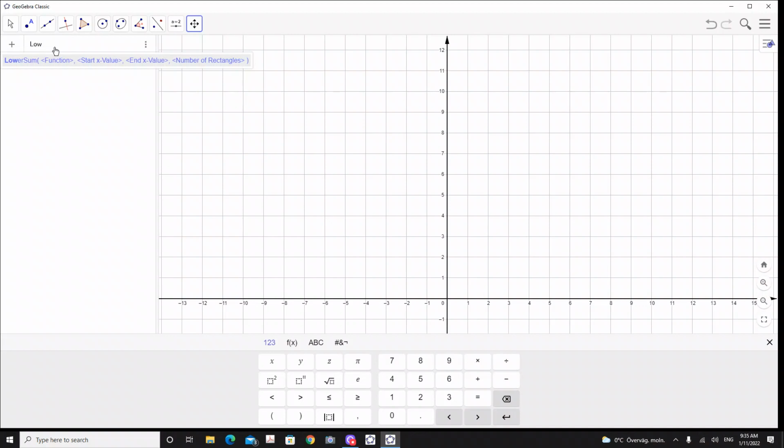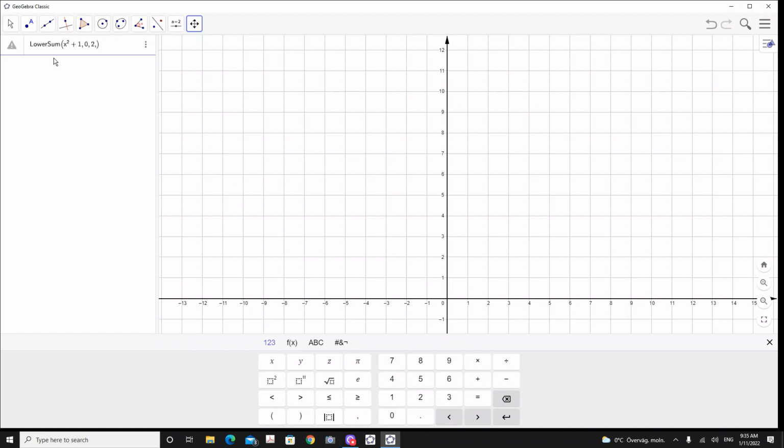And then you see that here you have the lower sum function, start value, end value, and the number of rectangles that you want. So here, what was my function? My function was x squared plus 1. So I typed that function here. And then what was my starting value on the x-axis? 0. And then what was the final value on the x-axis? 2.